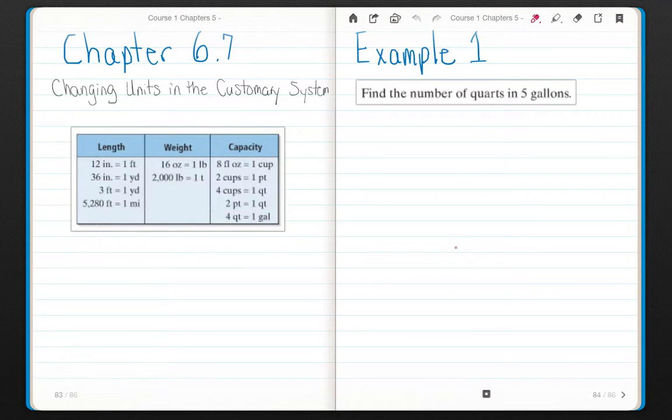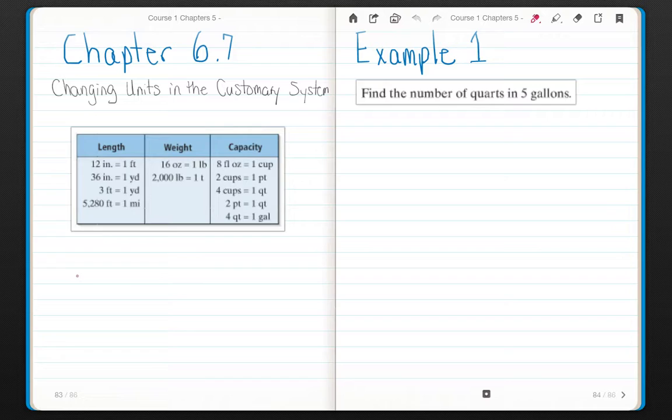Chapter 6.7, Changing Units in the Customary System. Chapter 6.6 helped you get familiar with the customary system and identifying which unit of measure would be best for different objects or capacities or weights. In this lesson, we're going to talk about how we change from one unit to another, for example, from feet to a mile or from ounces to pounds.